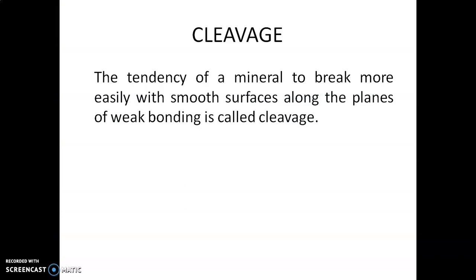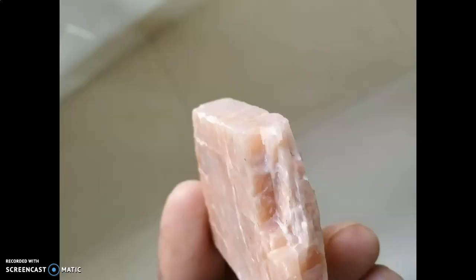Next property is cleavage. The tendency of a mineral to break more easily with smooth surfaces along the planes of weak bonding is called cleavage. This particular mineral is showing two direction cleavage. Both the directions are perpendicular to each other. We can break the mineral along this plane. This is a plane of weak bonding. We can cleave this mineral in two directions, but both the directions are perpendicular to each other. The cleavage is two set perpendicular.